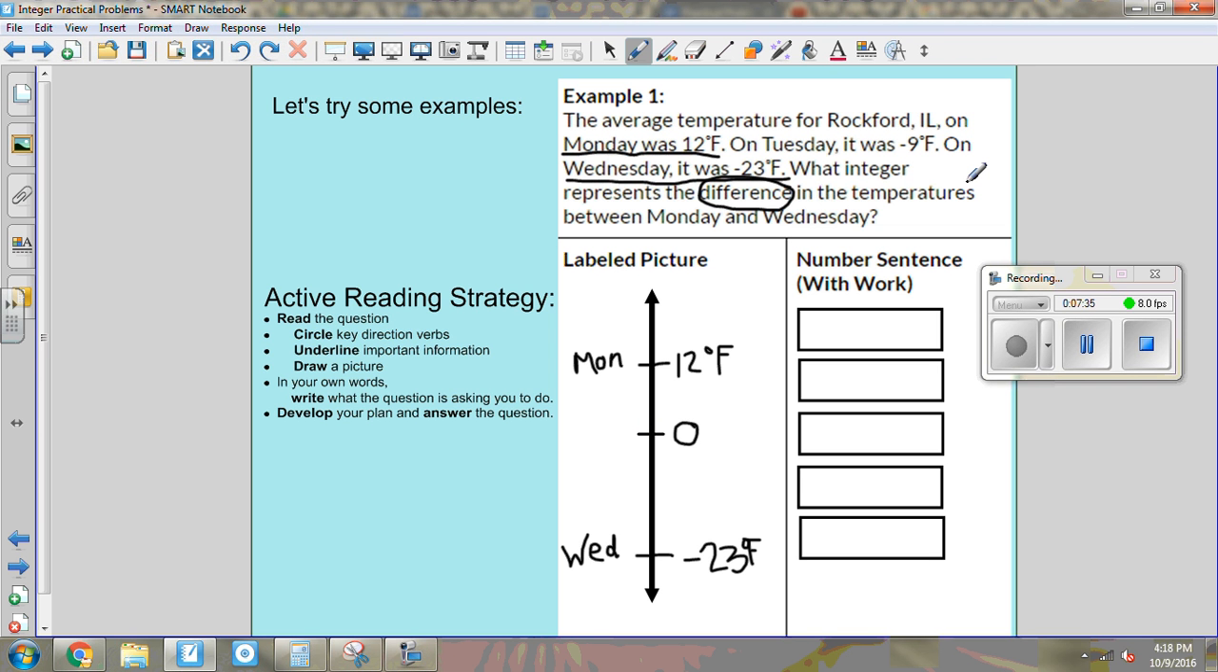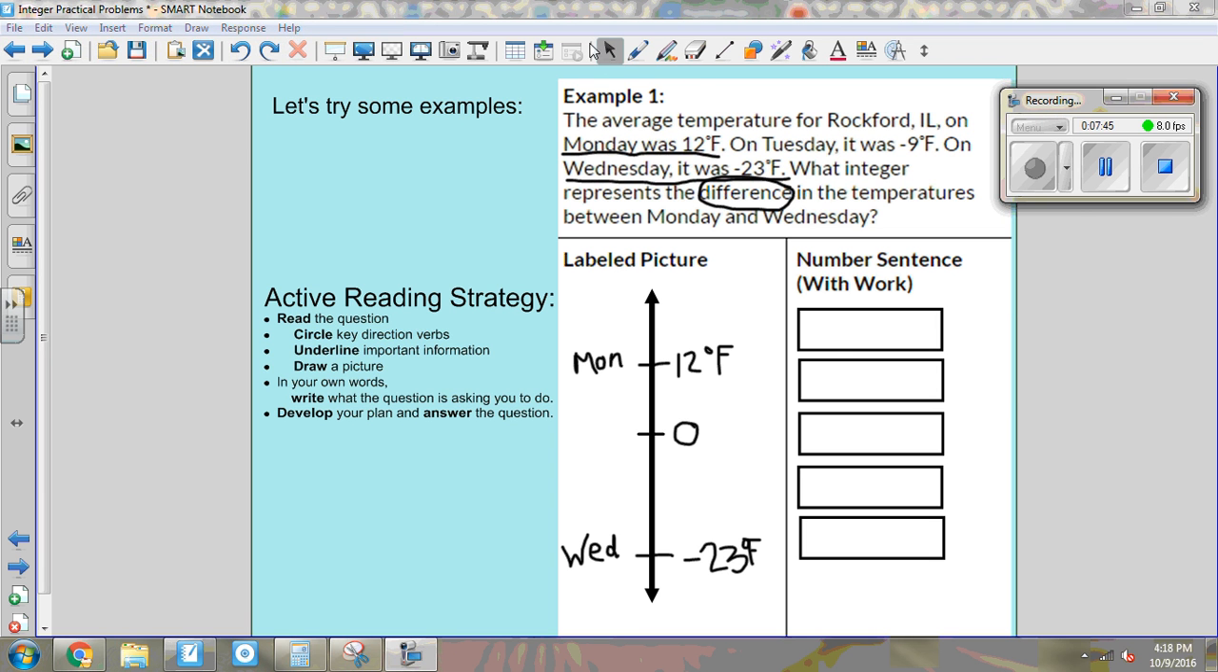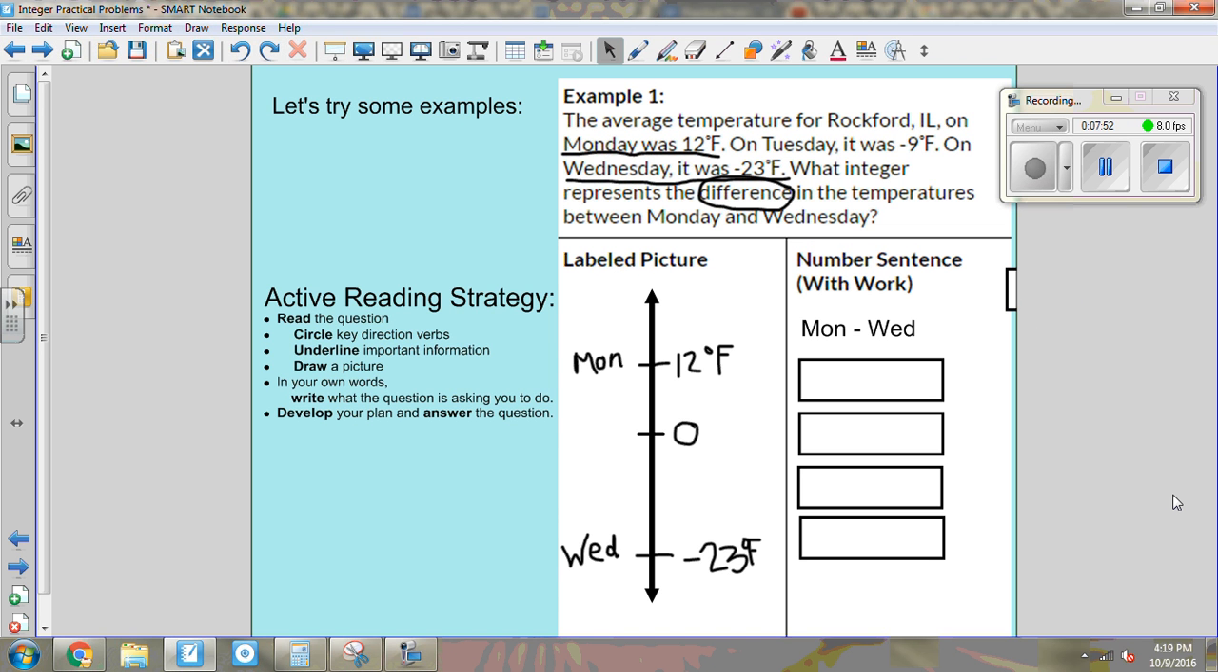So now that I've drawn my picture, I'm going to write in words what the question is asking us to do. That keyword difference is extremely important here. So as I'm going through, I'm going to go ahead and write in words what that means to me. It looks like, since it says difference, that I'm going to be subtracting. So I have Monday's temperature, and then I'm going to be subtracting Wednesday's temperature. And I've used abbreviations there. Again, you should be writing this in your notebook page as well.